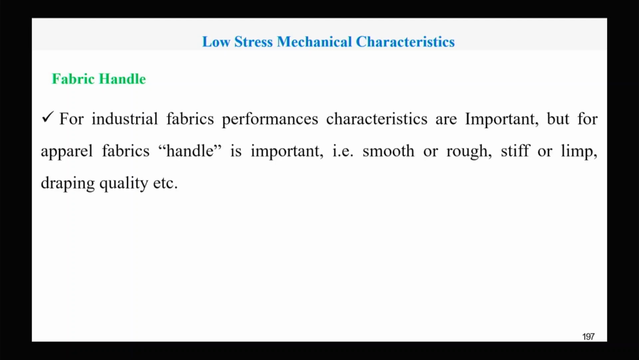Hello everyone. Our topic today is low stress mechanical characteristics. We will discuss the analytical approaches of low stress mechanical characteristics of textile fabrics. Low stress mechanical characteristics, or fabric handle, are mainly important for apparel textiles and home textiles. For industrial fabric, performance characteristics are important, but for apparel textiles, the handle is important. This is basically whether it's smooth or rough, stiff or lean, its draping quality. All these aspects we will be discussing in this session.